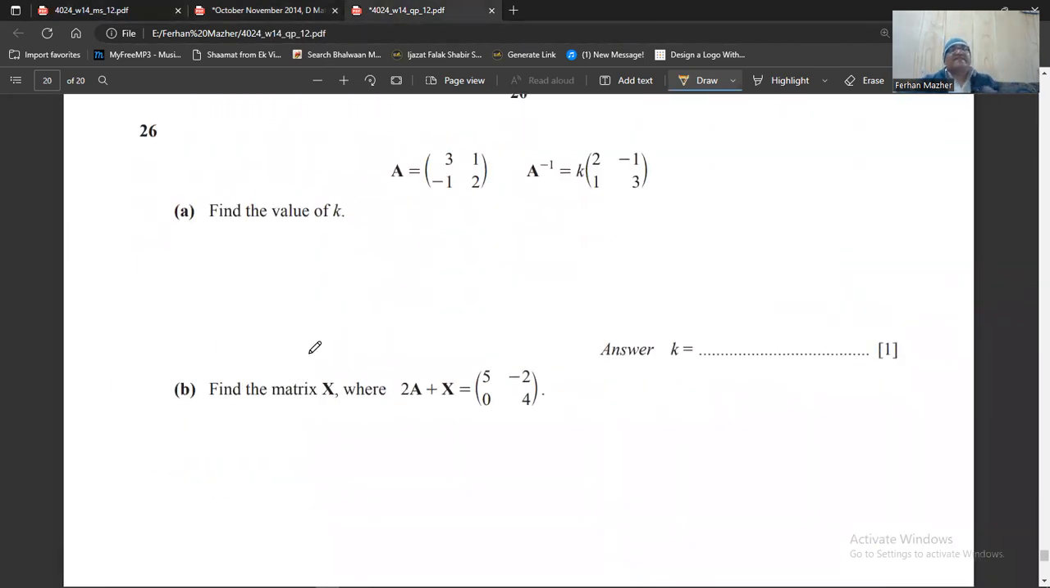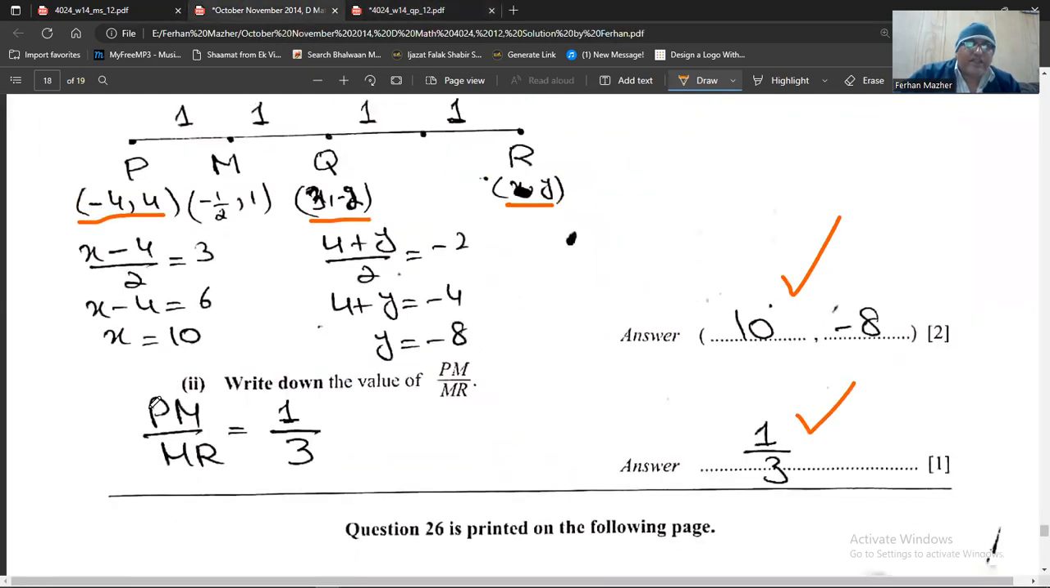Okay. So question number 26 is on the screen. He says A is 3, 1, minus 1, 2. A inverse is equal to this. Okay. You know the A inverse is basically equal to 1 by the determinant of A into the adjoint of A. That's the formula for the A inverse. So K is basically 1 by A determinant.